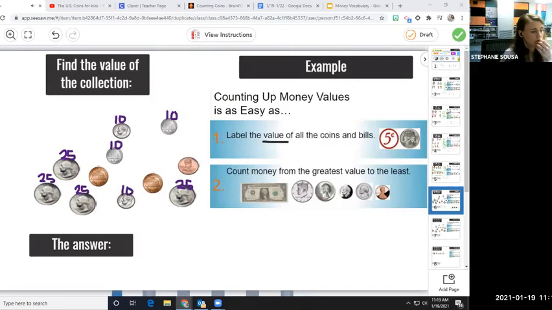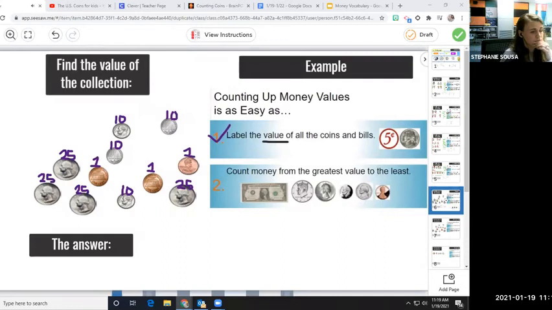Next, I'm going to check for nickels. I don't have any nickels in this collection, so I can skip labeling the value of 5 cents. Next, I will check for pennies. Yep, pennies are easy to spot. I know pennies have a value of 1 cent each. I have now labeled the value of all the coins.